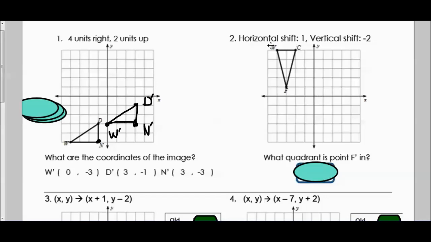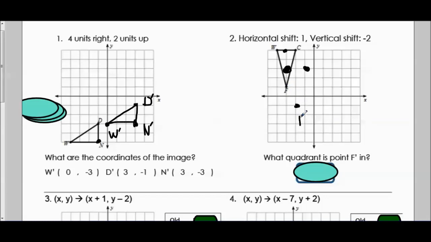This one's asking for a horizontal shift of 1. A positive horizontal shift means we're going to the right 1. And a vertical shift of -2, that means we're dropping down 2. Horizontal shift of 1, W will end up here, and then down 2, it'll finally end up down here. C will move over 1, down 2, and F over 1, down 2.